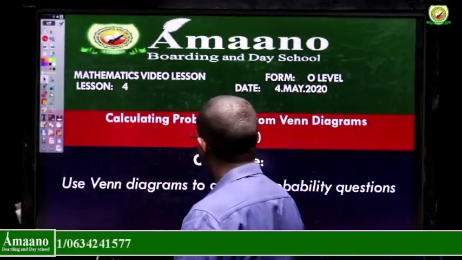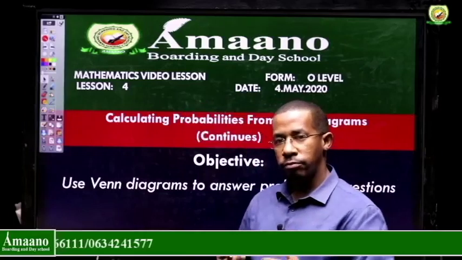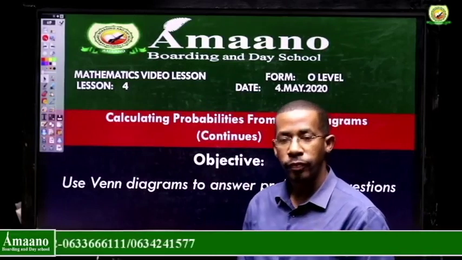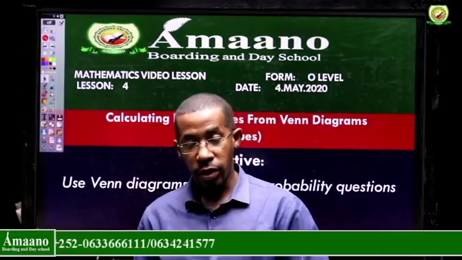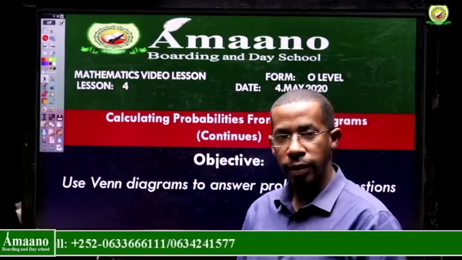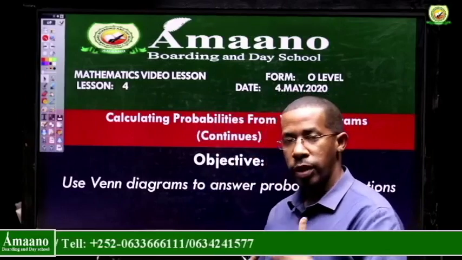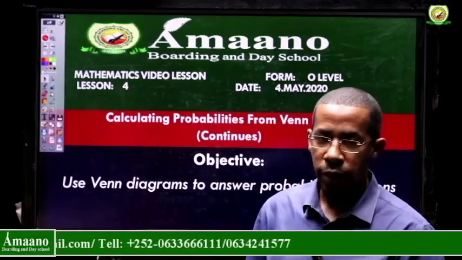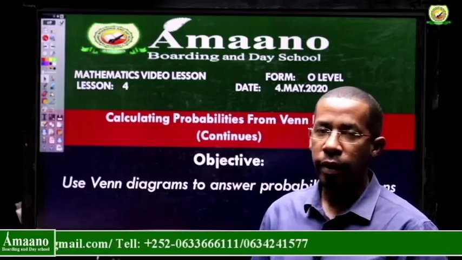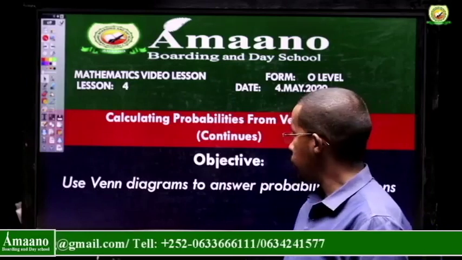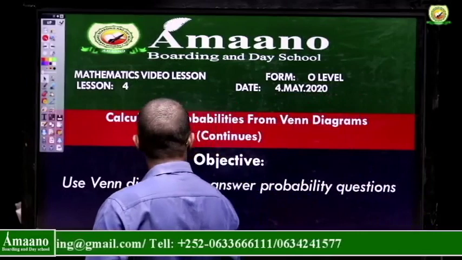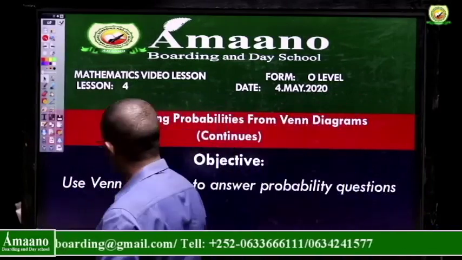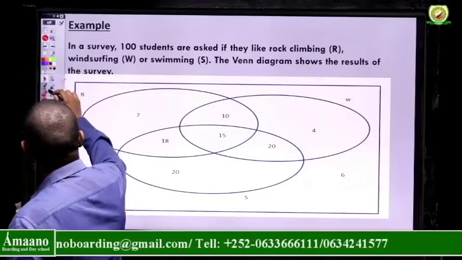Welcome to our fourth lesson for probability. We discussed Venn diagrams and how to read probabilities from the Venn diagrams in our previous lesson, but we need to continue from where we stopped. We need to look at further examples involving Venn diagrams and probabilities. The objective is still the same. We just need to look at different problems.